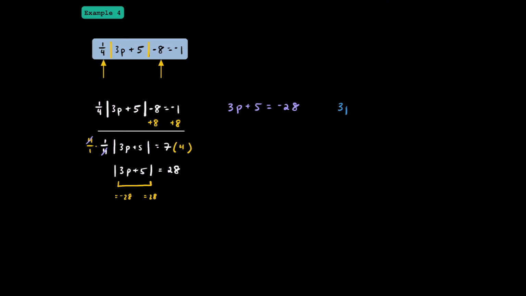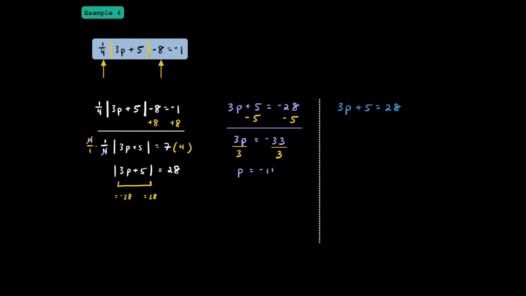And our second equation is going to be 3p plus 5 is equal to positive 28. Solving this equation on the left, we'll start out by subtracting 5 from both sides. The 5's will cancel out to make 0, and we'll have 3p is equal to negative 33. To get from 3p to 1p, we're going to divide both sides by 3. From that, we're going to get p is equal to negative 11.